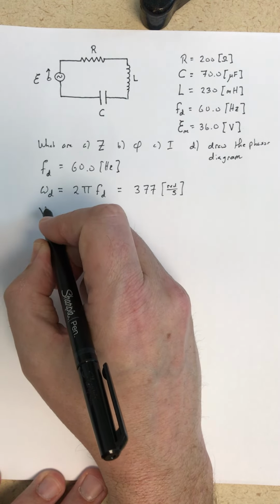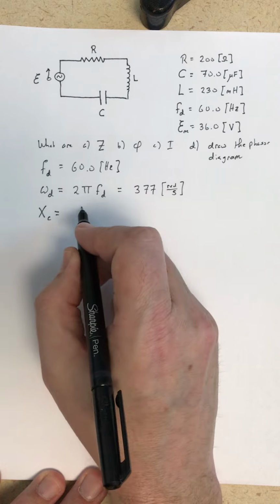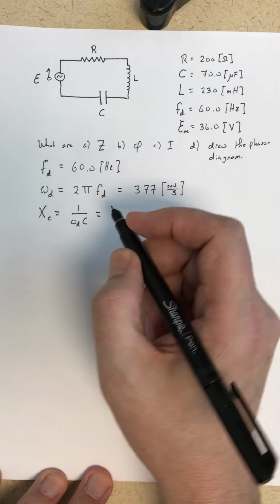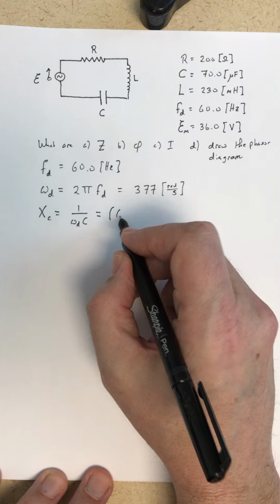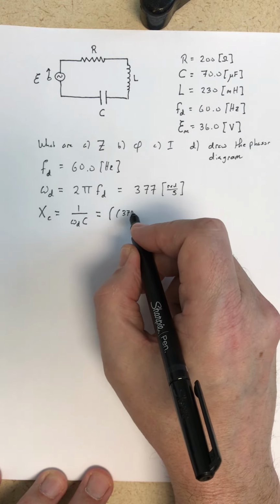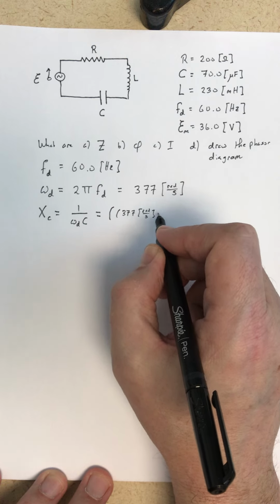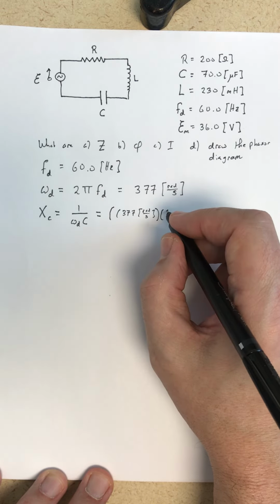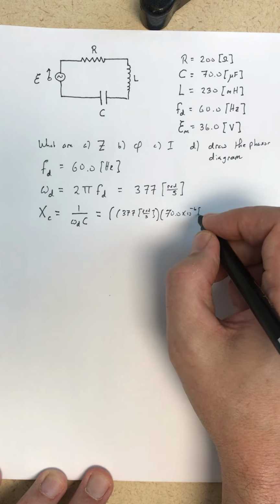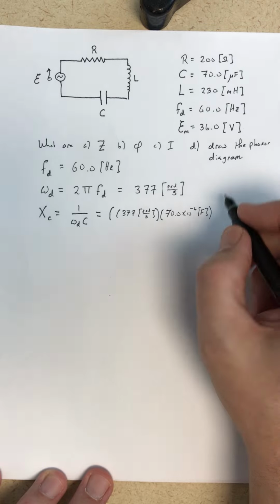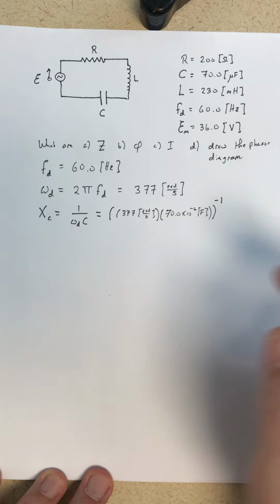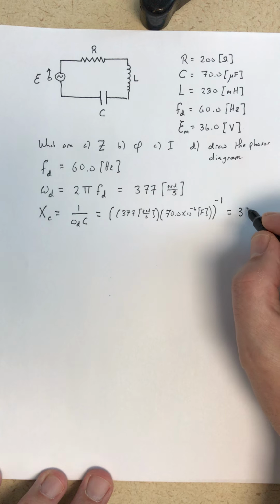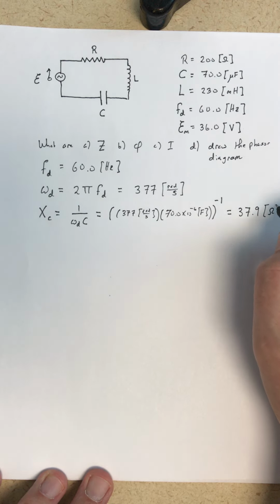All right, the capacitive reactance is 1 over the driving frequency times the capacitance. Put in values for that. Omega driving, 377 radians per second, and the capacitance 70 microfarads, so that's 70 times 10 to the minus 6 farads. And I remember that I need to inverse that, so it's 1 over, and that works out to be, to 3 significant figures, 37.9 ohms.